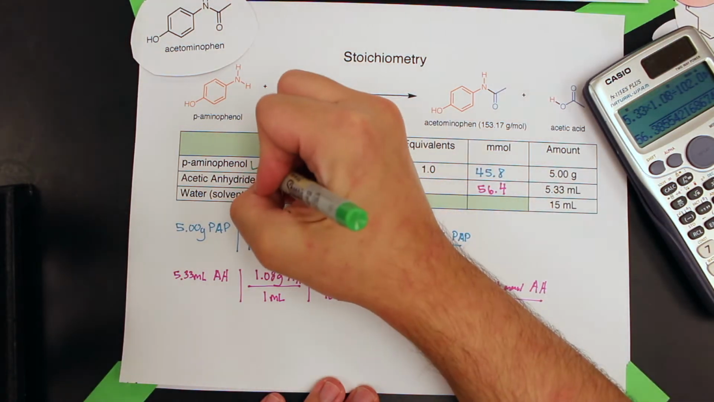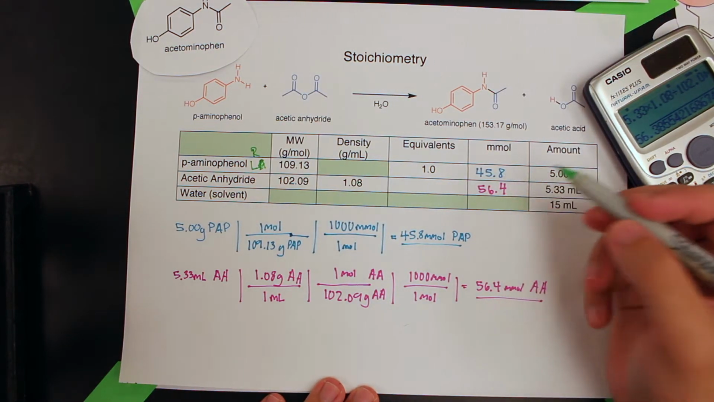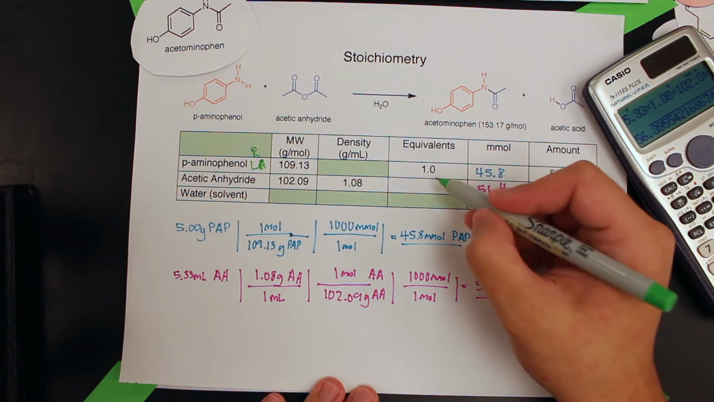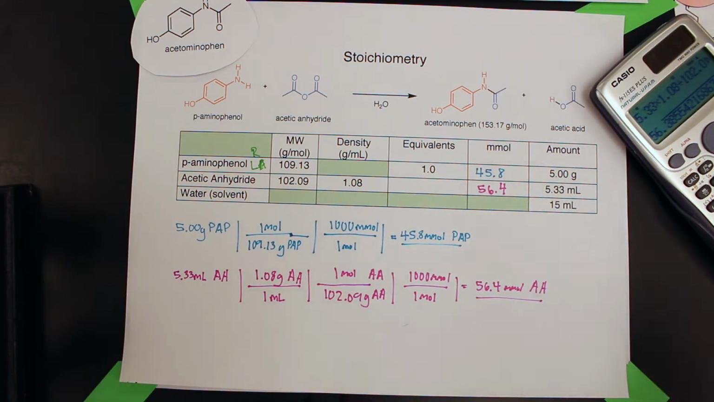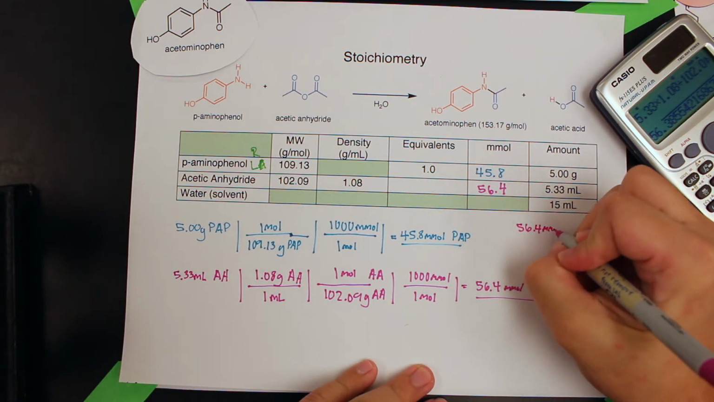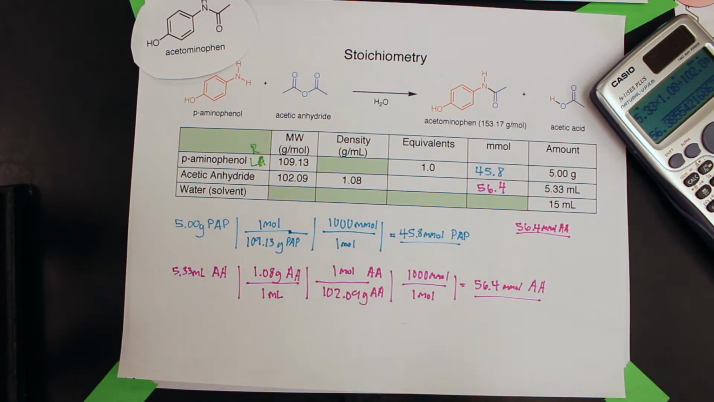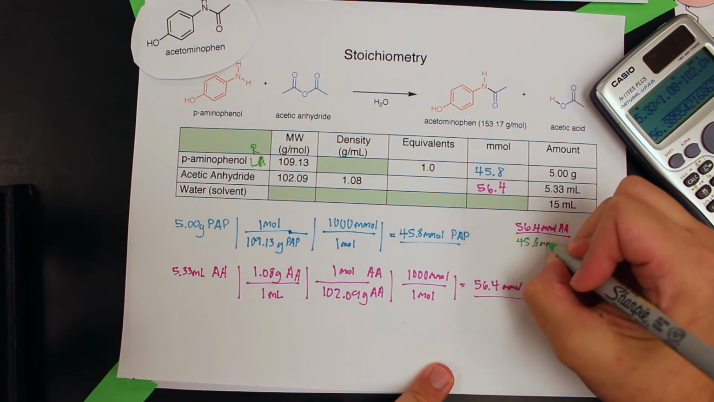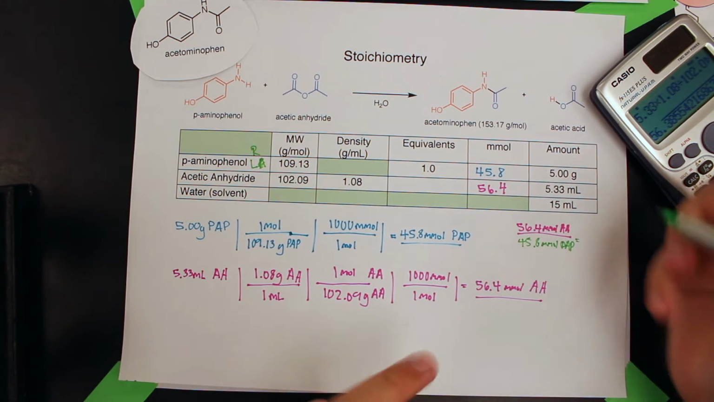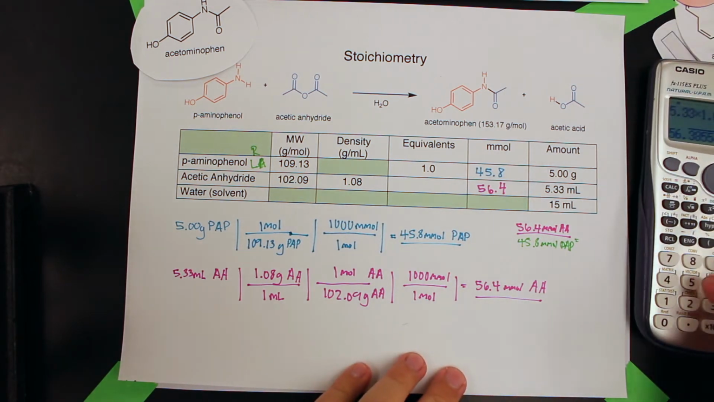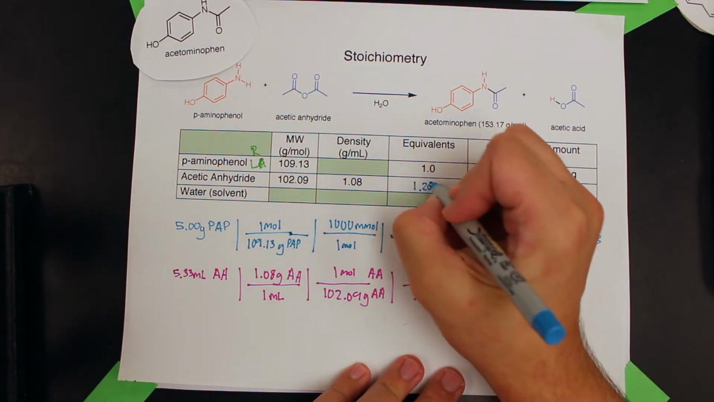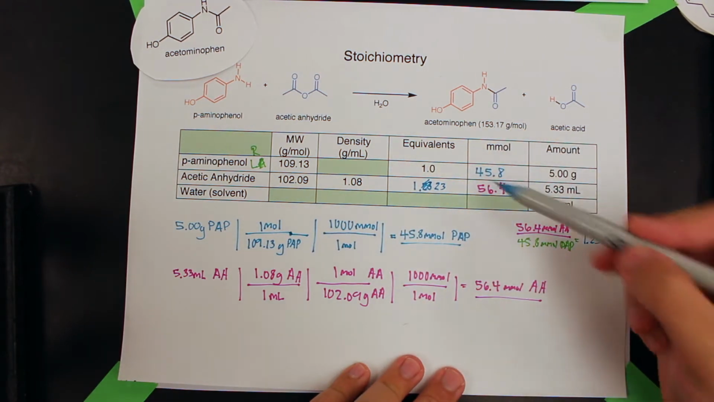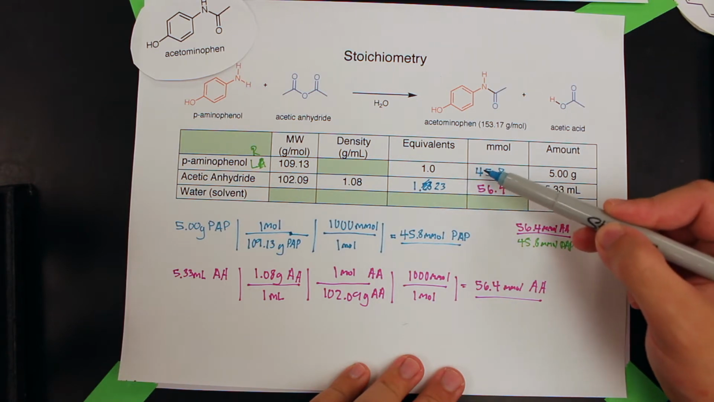So in this case, p-aminophenol is the limiting reactant because it has less millimoles. This describes the ratio between these two values. So if we want to figure out how many equivalents of acetic anhydride we have, we divide this number by this number. So we can take 56.4 millimoles of acetic anhydride, and we're going to divide that by 45.8 millimoles of p-aminophenol, and we will end up with an equivalent value of 1.23. So that's how many equivalents, 1.23 equivalents of acetic anhydride we have. And that makes sense. There is a greater quantity of acetic anhydride than there is of p-aminophenol.